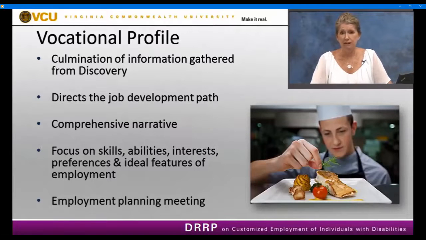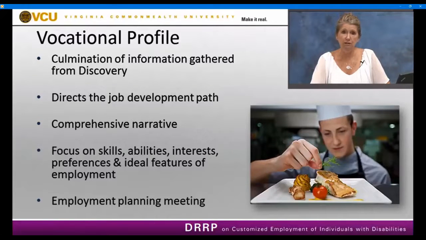You can think of it as a story, if you will, a story of who the job seeker is, focusing mainly on the positives, really only on the positives. It's not a judgmental, it's not a biased document, it's straight facts. This is who the person is and this is what we observed. And it shows what the individual's skills, abilities, and interests are and what their features of employment need to be.